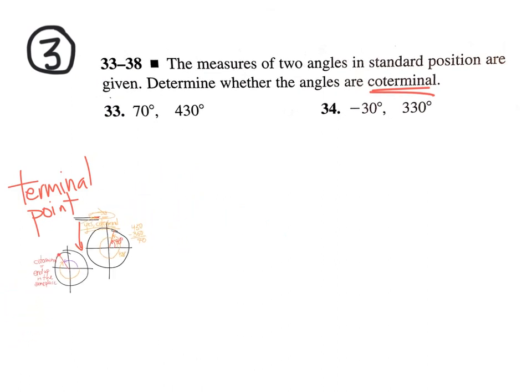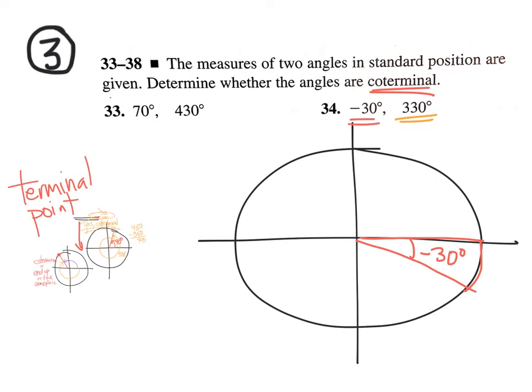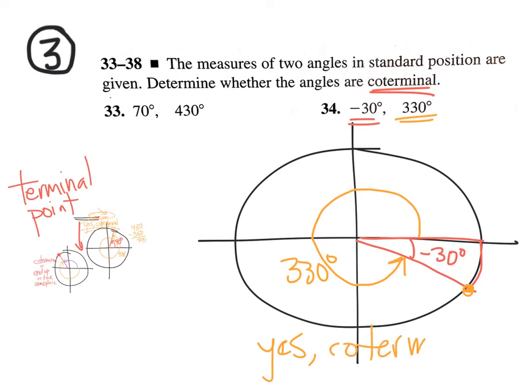Next up, we have negative 30 and 330 degrees. So negative 30, we know we go in the opposite direction. A little slice of pizza right there. So this right here is negative 30 degrees. And for the 330, let's see, we go 90, 180, 270, and 60 more. So that's 330 degrees, and aha, these are coterminal. They won't always be, but for these two examples they were. Yes, coterminal, because they end up in the same spot.